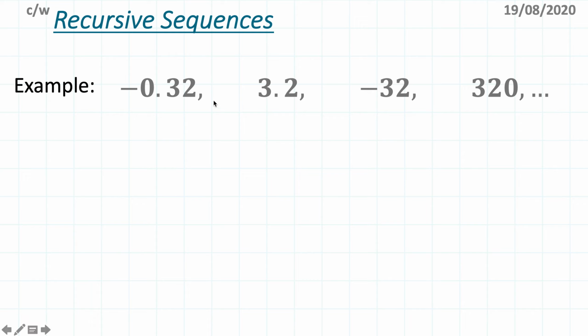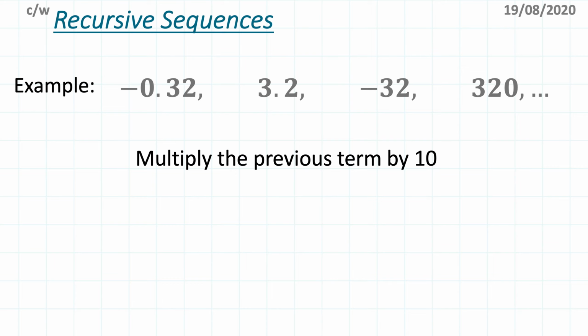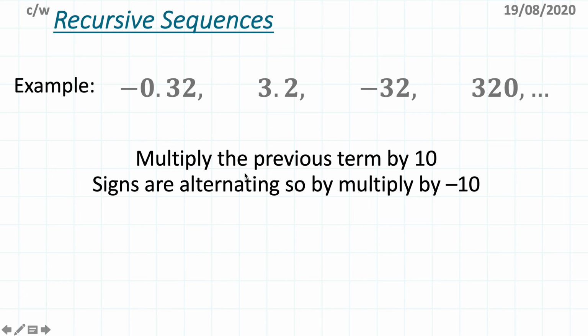This is another one. Two things you'd notice are that you are alternating the signs of the values. You'd also notice that the digits are the same. What's happening is the decimal place is changing. So what we're actually doing is multiplying the previous term by 10. Signs are alternating, so we are multiplying by negative 10. So two observations to make. If I want u_n, I'm going to take the previous one, u_{n-1}, and then multiply by negative 10. And the starting term is negative 0.32.